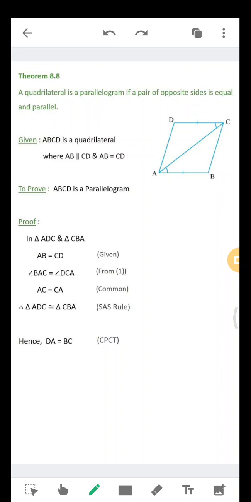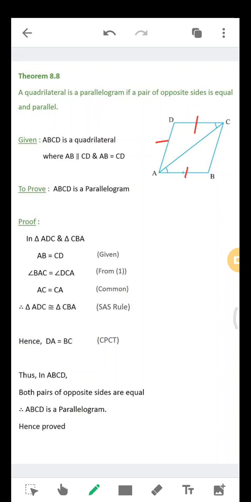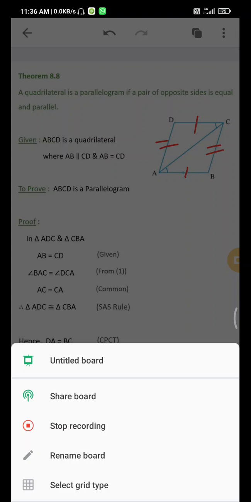So when these two triangles are congruent, I can say DA is equal to BC by CPCT. So when DA is equal to BC, both the opposite sides are equal, then I can say that ABCD is a parallelogram. Hence it is proved. So practice all these theorems and complete them regularly in your classwork.